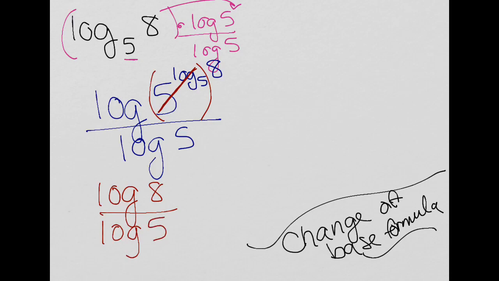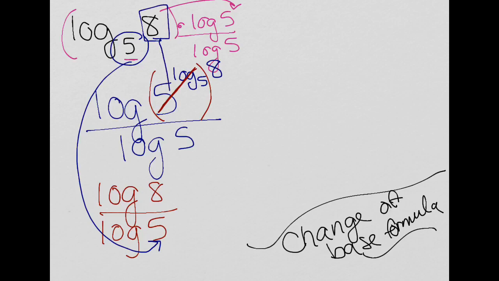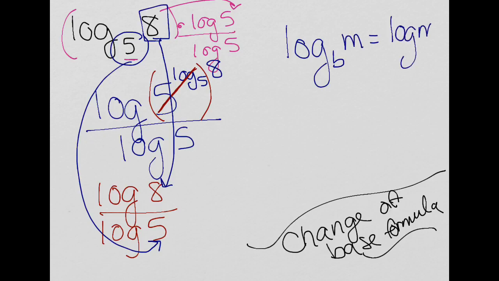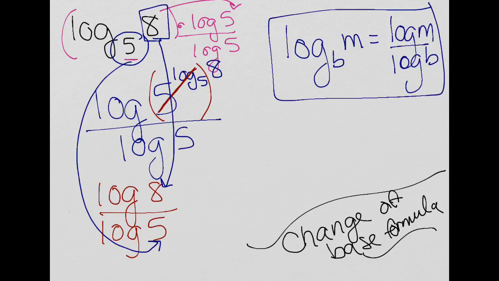In this time of quarantine teaching, let's break down exactly what that means. Notice how when you started, the 5 is the base you don't like. Look where it ends up, in the bottom. The 8 is the number, the input or the x value, and there it is. Here is our change of base formula. If you ever have log base b of m, you can rewrite it as log of m over log of b. I've shown you the steps and how they cancel, but this is your lifeline for changes of base.